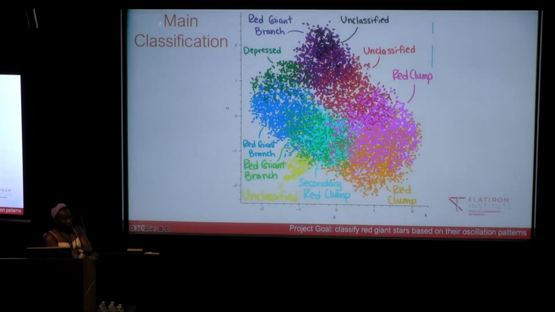Right, and so here we have our main classification for the project, where we can see clusters for the red giant branch, the red clump, our secondary red clump, the depressed stars, as well as a few unclassified regions, which are the black, the red, and the yellow.